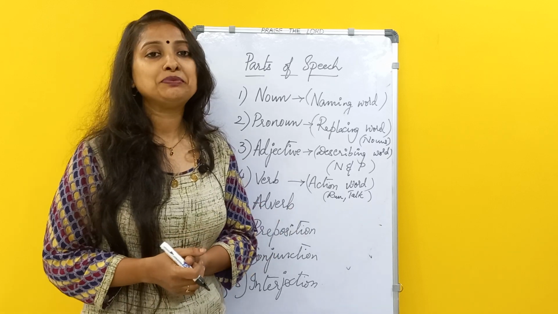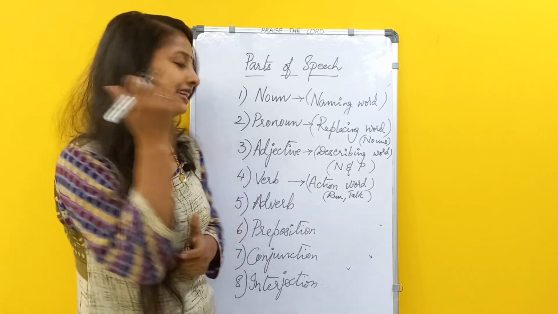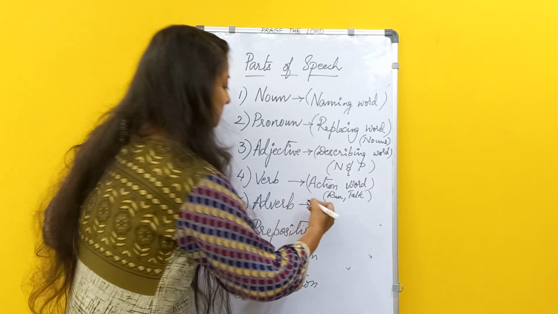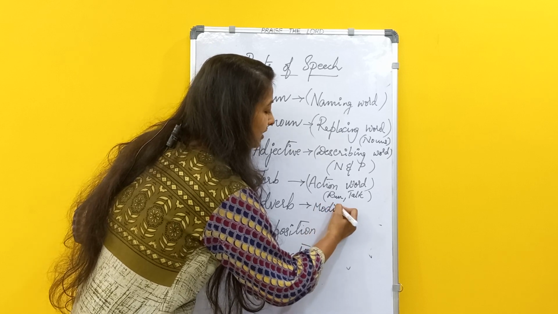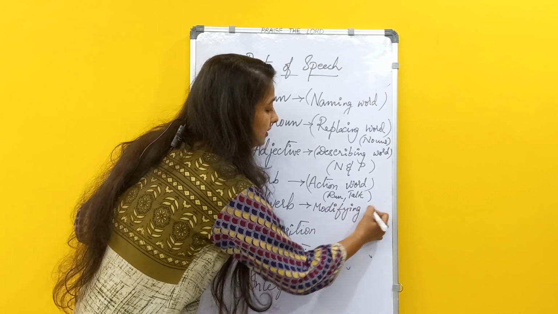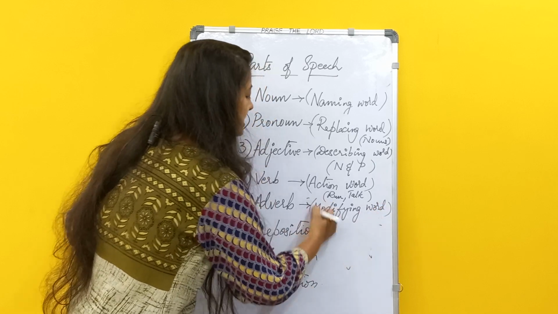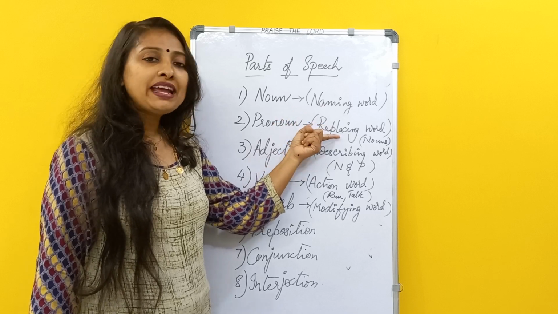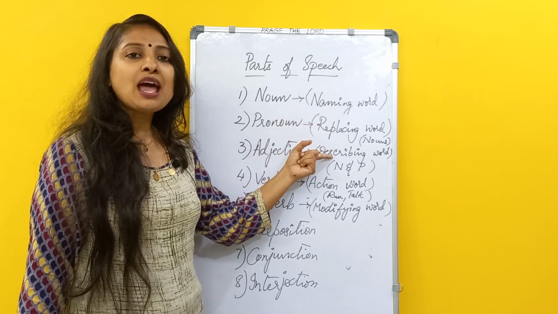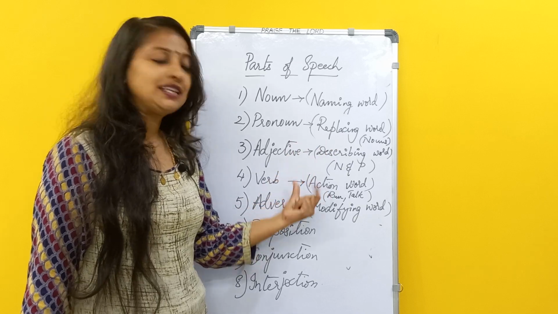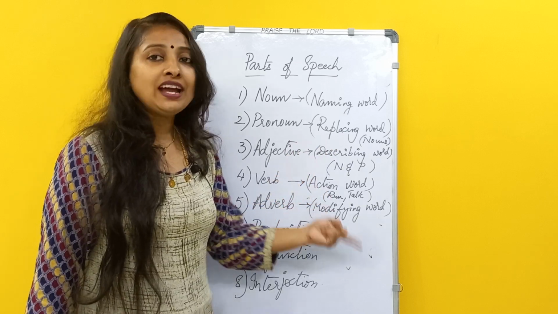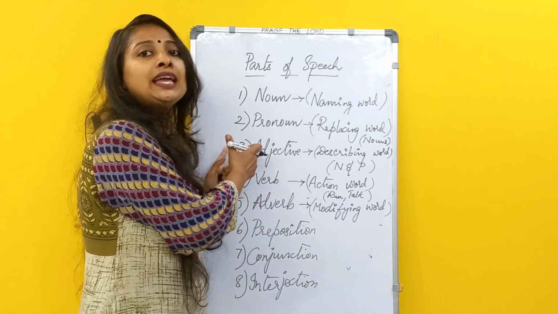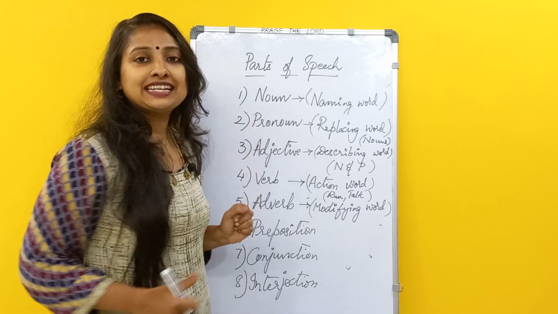Next comes adverb. This we can call a modifying word. See, I am just telling everything in a single word. Noun is a naming word. Pronoun is a replacing word. Adjective is a describing word. Verb is an action word. Adverb is a modifying word. Whom does it modify? It will be modifying the verbs, the adverbs and the adjectives.